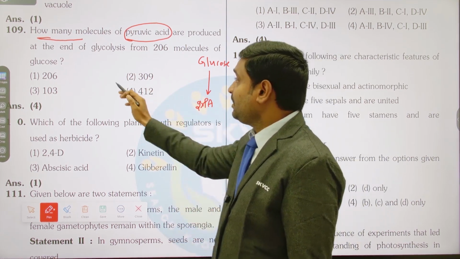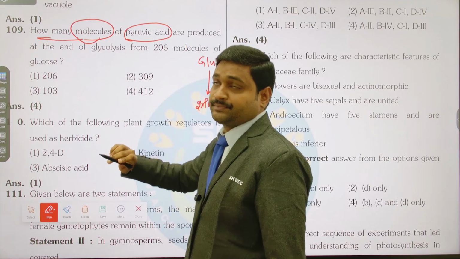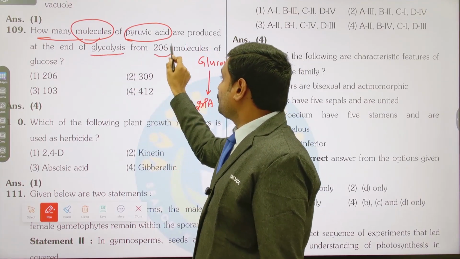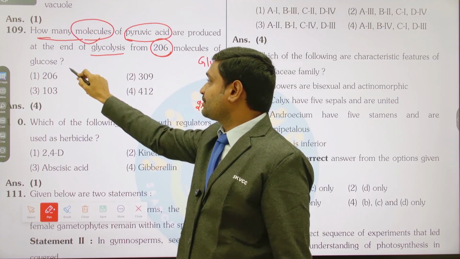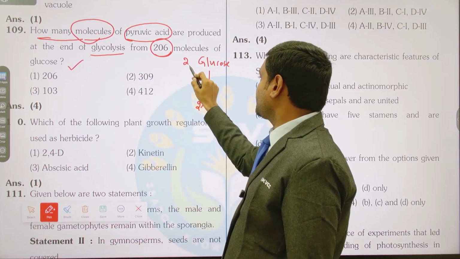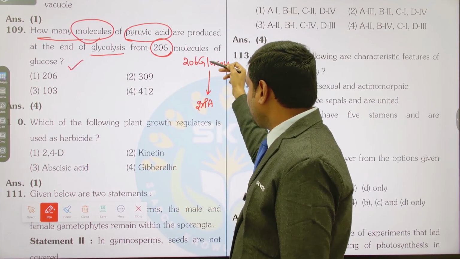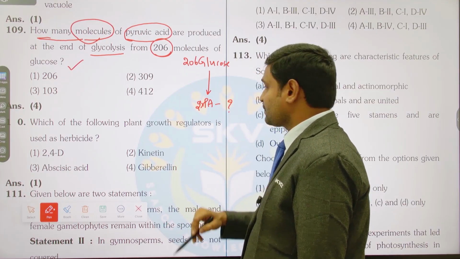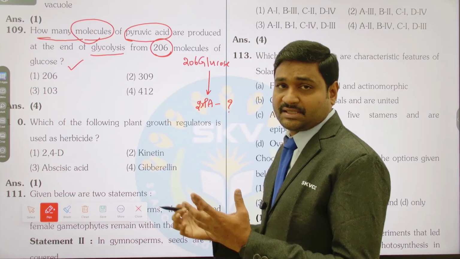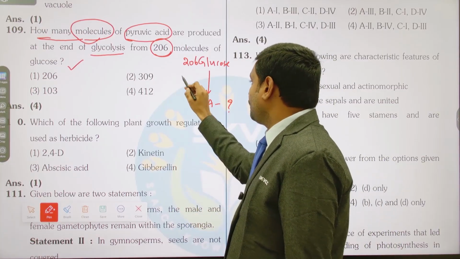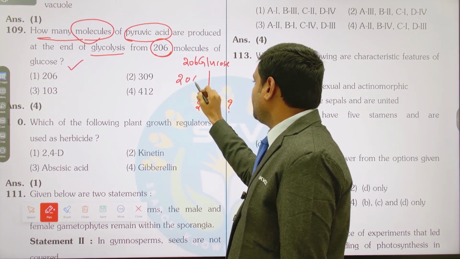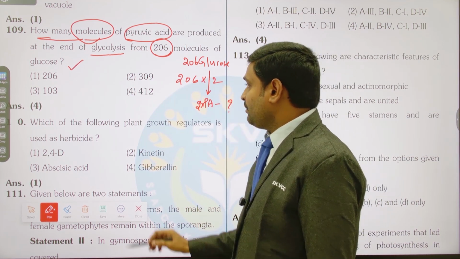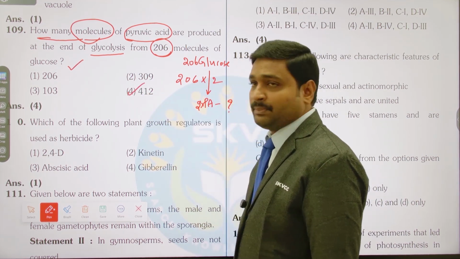He's asking how many molecules are produced at the end of glycolysis from 206 molecules of glucose. For example, 206 molecules of glucose participated in glycolysis. Then how many pyruvic acid molecules are produced? Simple, just multiplication. So 206 into 2 is 412, the perfect option.